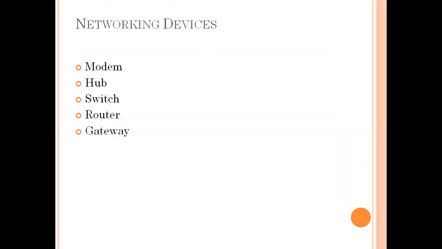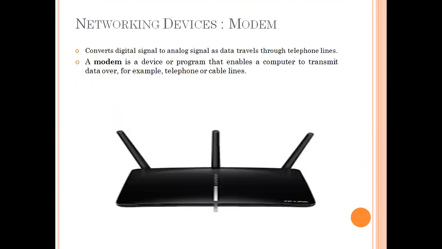So there are different devices given in your textbook, but from your exam point of view, you just have to learn these five: modem, hub, switch, router, and gateway. Only these five networking devices you have to remember. Let's move to the first one, that is modem. I hope you remember that I have taught you modem when you were in grade 7th.